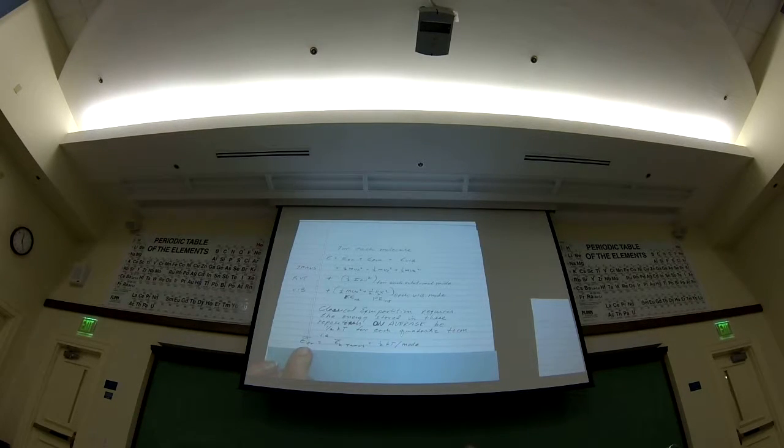So the average translational energy per mode is 1/2 kT. The average rotational energy per mode is 1/2 kT. The average vibrational energy per mode is 2/2 kT, 1 kT. Does that make sense?